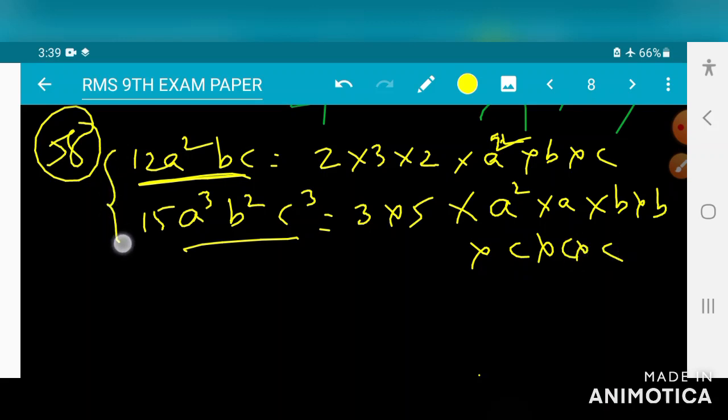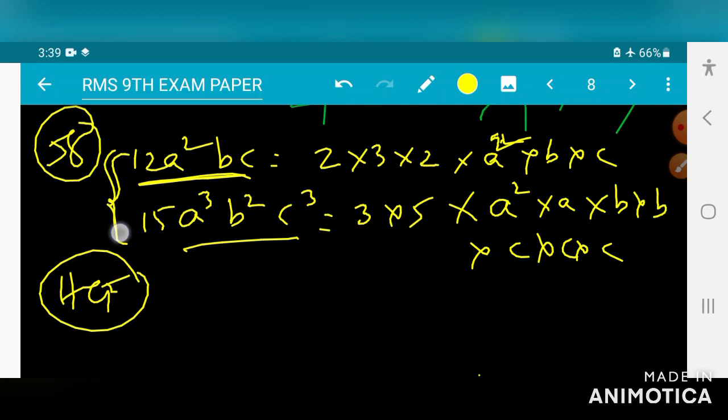In both, what is the meaning of HCF? Highest common factor. Both the terms, which are the highest common factors. HCF is nothing but highest common factors. See here, is 2 into 2 square present in this term? No. So we don't take the 2 square.